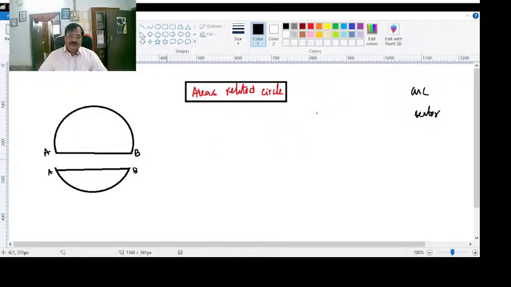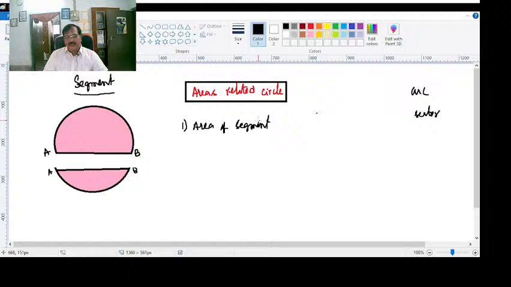The other one, if you cut along the chord, we call it a segment. This is the concept of 10th class. Now, segment contains area. This is area, and this is also area. Segment contains area. Our target is to find out the area of the segment.